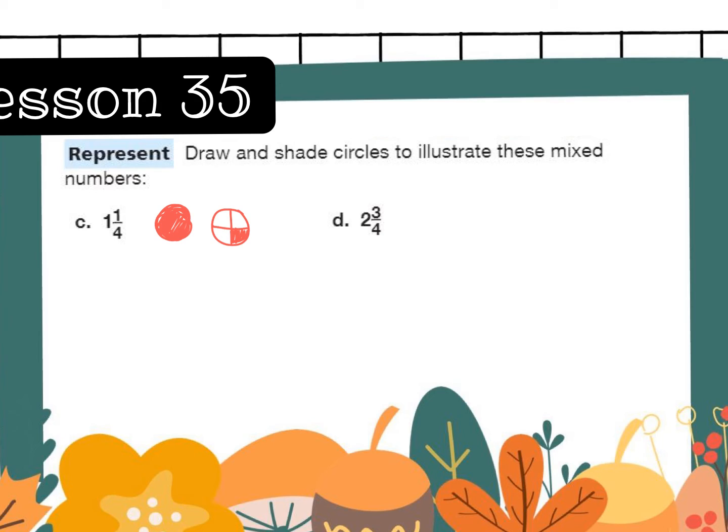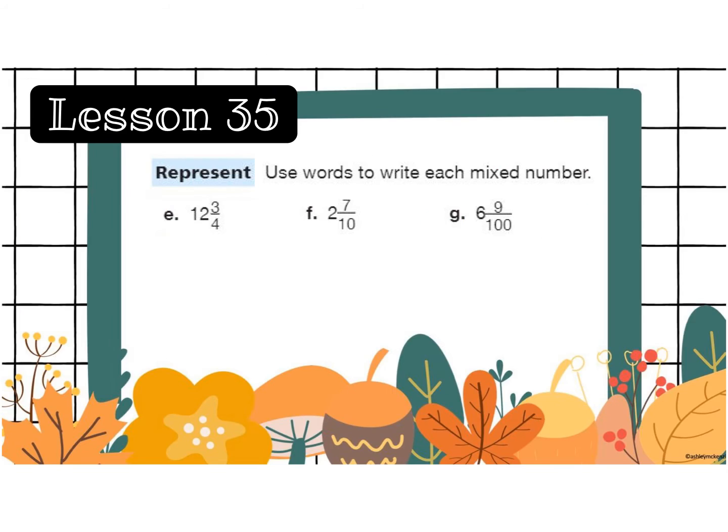Chase, walk me through D. Draw 2 full circles. Then draw 1 circle with 4 parts. Then color 3 of them. Would that work? Yeah. Great job.